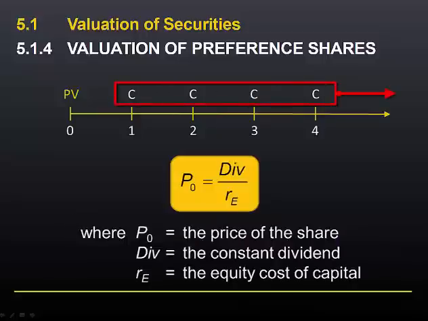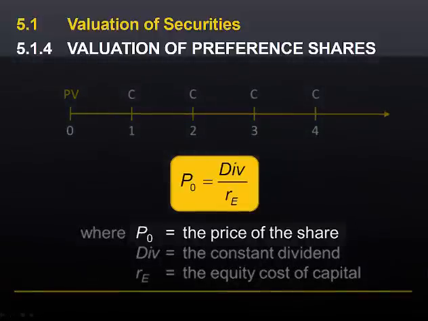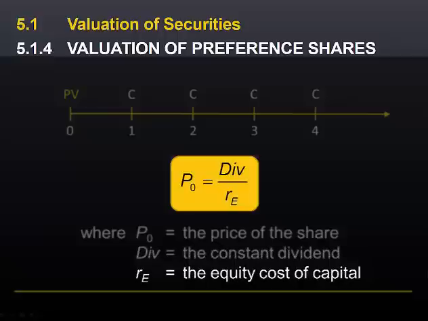This is essentially the formula for the present value of a perpetuity. We've changed the variable somewhat so that the formula specifically applies to the value of a preference share. P0 is the price of the share today, div is the constant dividend, and RE is the equity cost of capital, or the required rate of return.